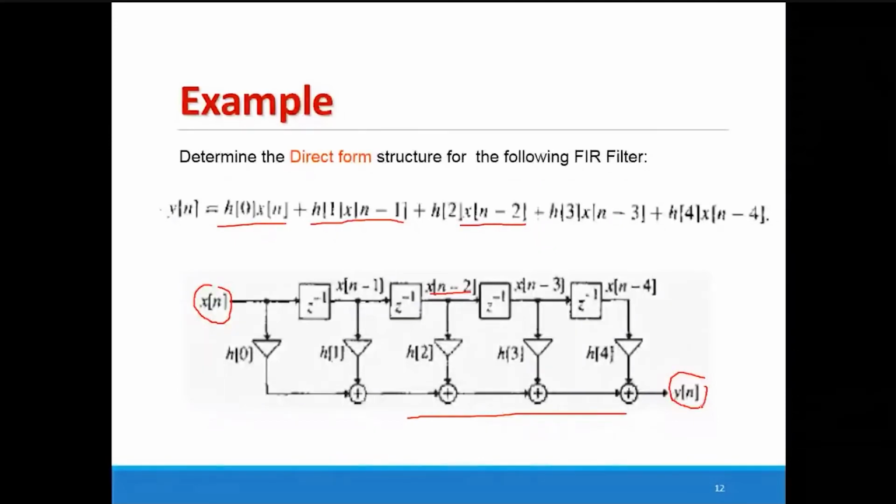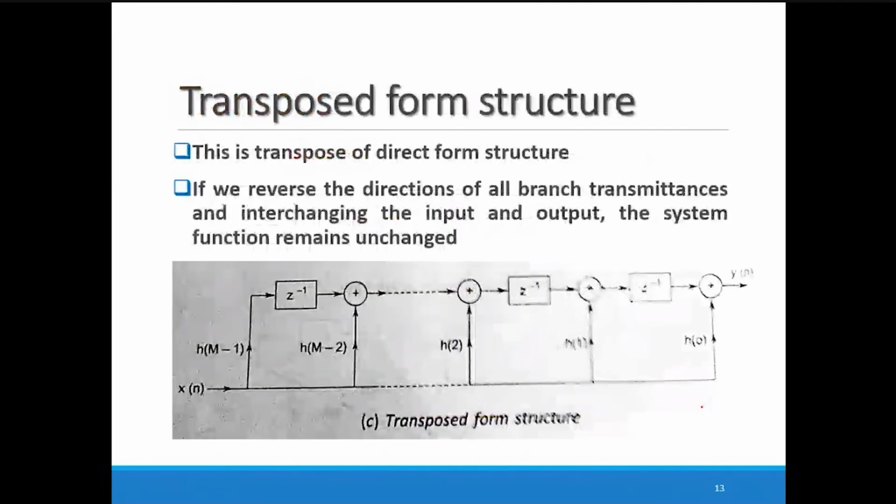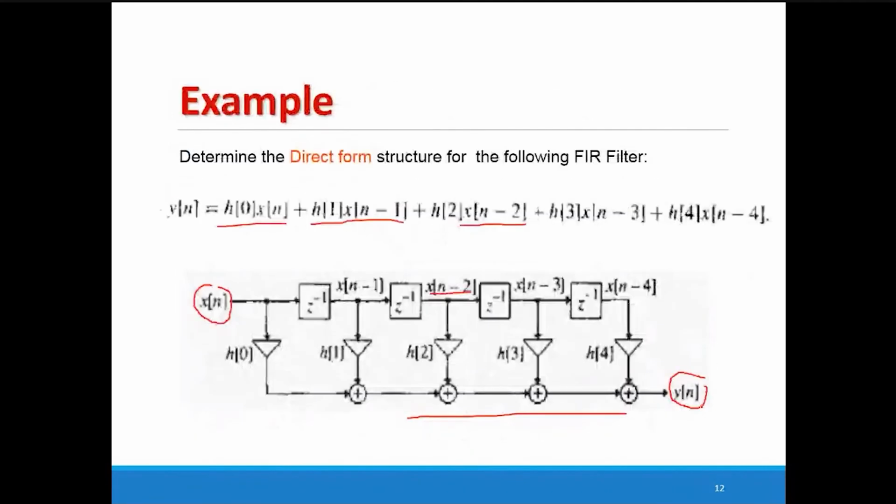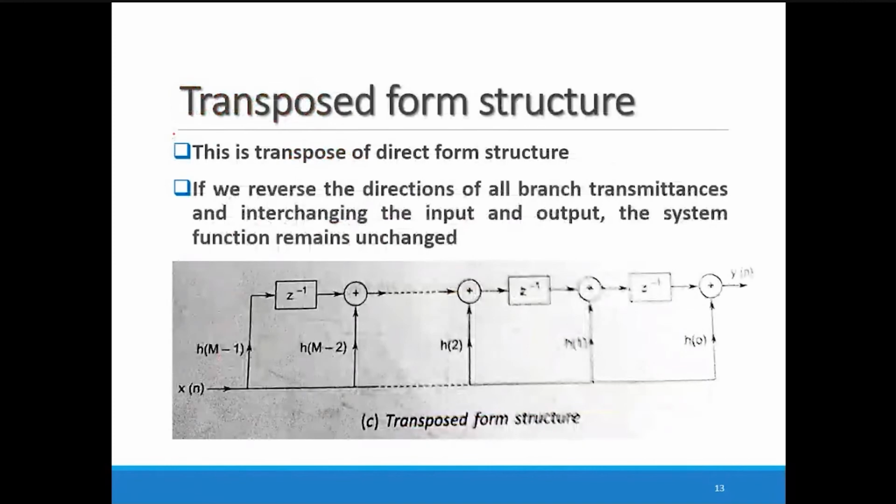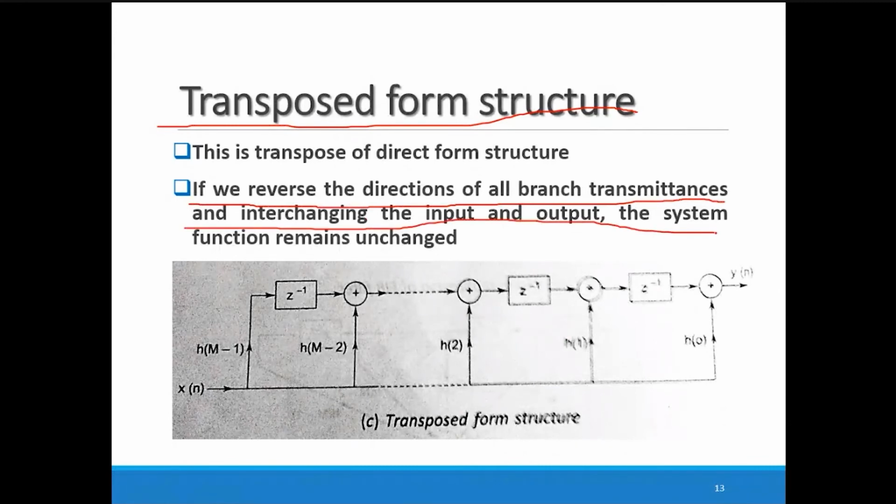Okay, so here we have shown this in block diagram form. The same thing you can represent with the help of a signal flow graph. Sorry, before the signal flow graph, one more thing is remaining. Let me cover this. It is the transpose form structure. The transpose direct form structure means that if we reverse the direction of all branch transmittances and interchange the input and output, the system function remains unchanged.